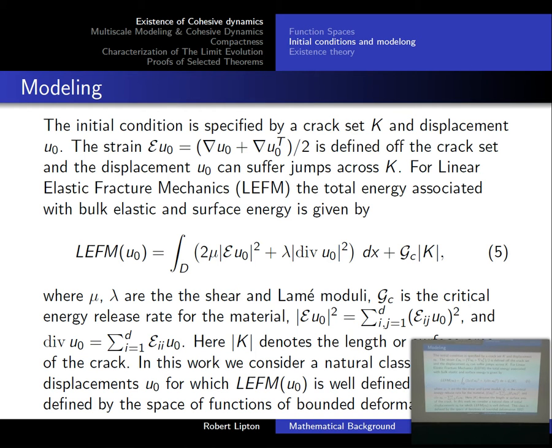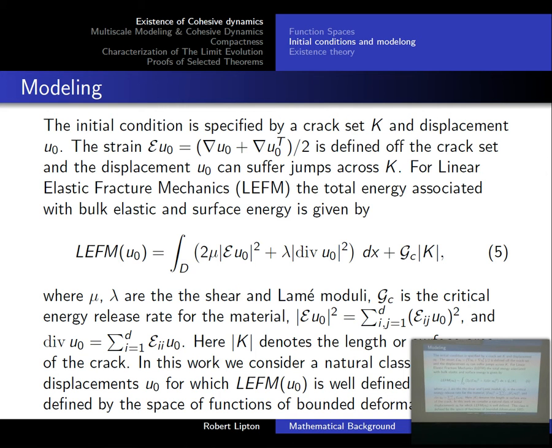Okay, so what we'll do, and I'll informally introduce this here, is we'll specify a crack set K and a displacement U0, and the strain will be defined off the crack set, and the elastic displacement can suffer jumps across K. Okay, and for linear elastic fracture mechanics, the total energy associated with both bulk elastic and surface energy for that initial displacement is given here: this is the strain tensor, this is the trace of the strain tensor, which gives you the volume change, this gives you the shape change, and we integrate that over D, plus what we call the fracture toughness or surface energy, which is an energy per unit surface area, multiplied by the surface area of the crack set.